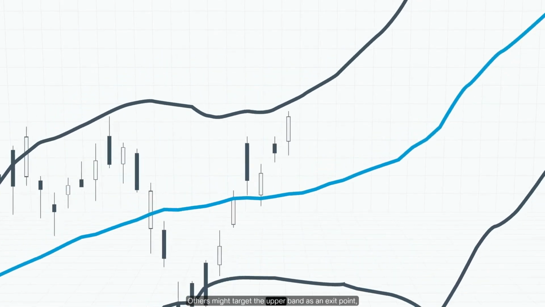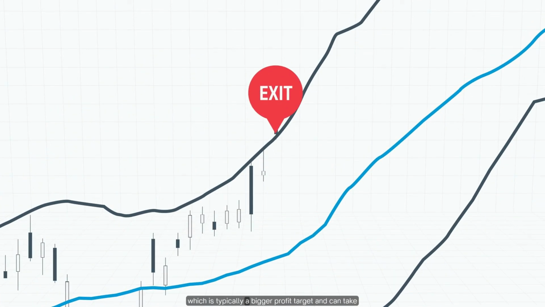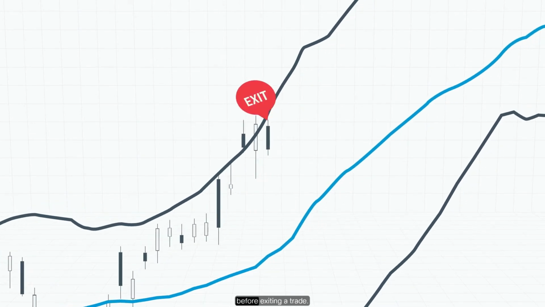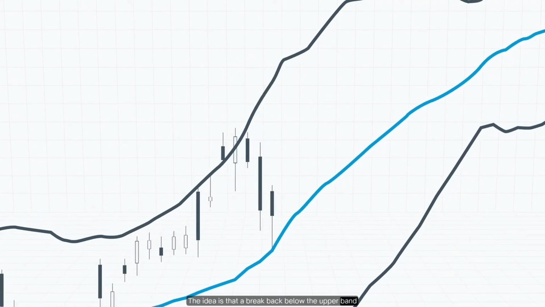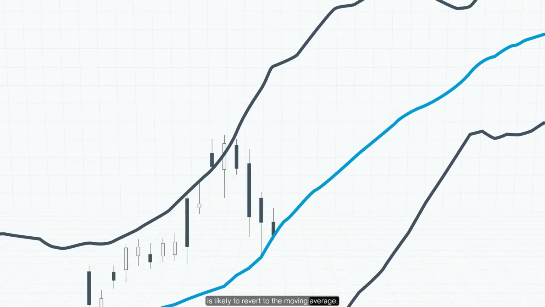Others might target the upper band as an exit point, which is typically a bigger profit target and can take longer to achieve. Investors using the upper band as a target might look for confirmation by letting the price move above the upper band and then waiting for a close back below the band before exiting a trade. The idea is that a break back below the upper band is likely to revert to the moving average.